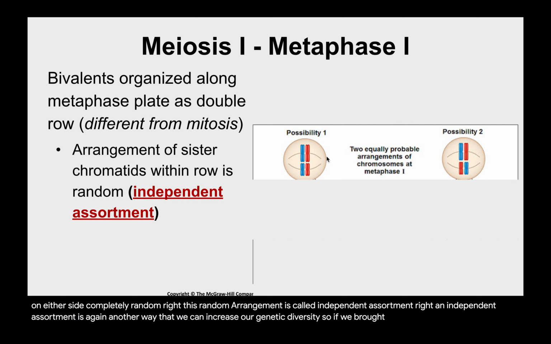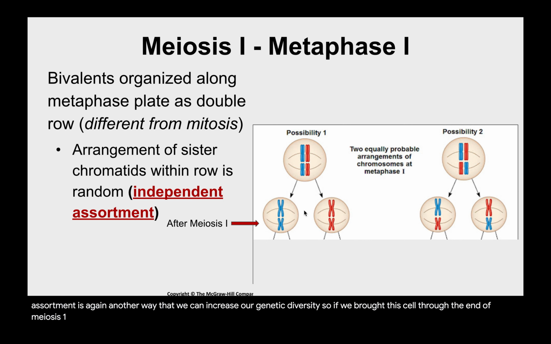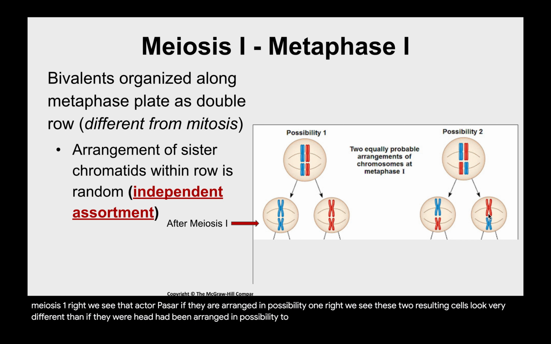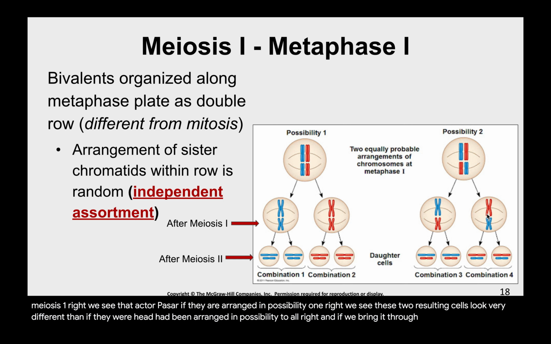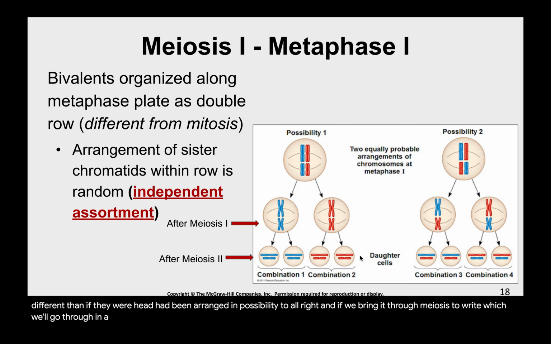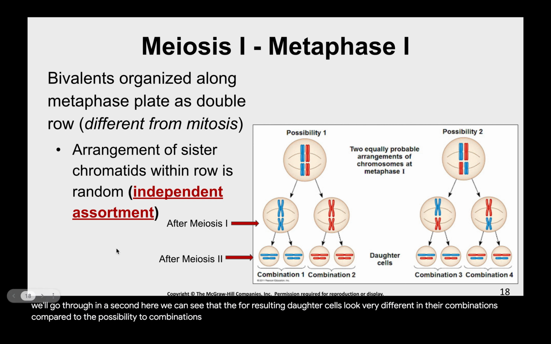So if we brought this cell through the end of meiosis 1, we see that if they are arranged in possibility 1, these two resulting cells look very different than if they had been arranged in possibility 2. And if we bring it through meiosis 2, which we'll go through in a second here, we can see that the 4 resulting daughter cells look very different in their combinations compared to the possibility 2 combinations. So we're increasing our genetic diversity.